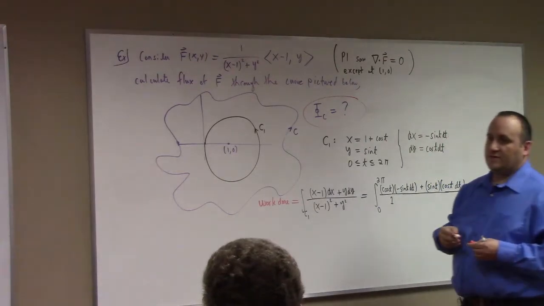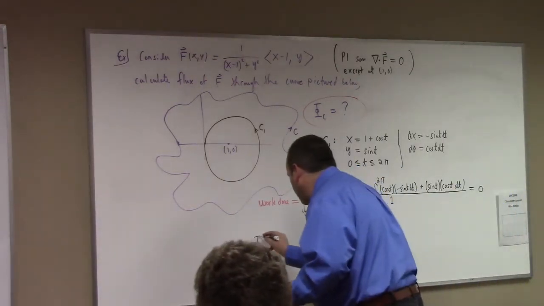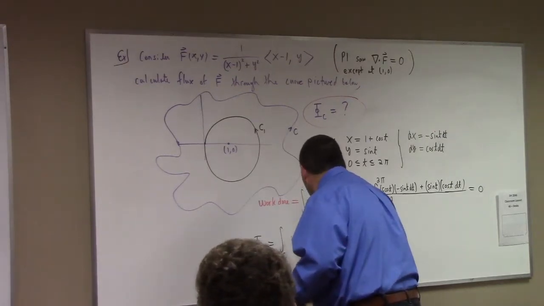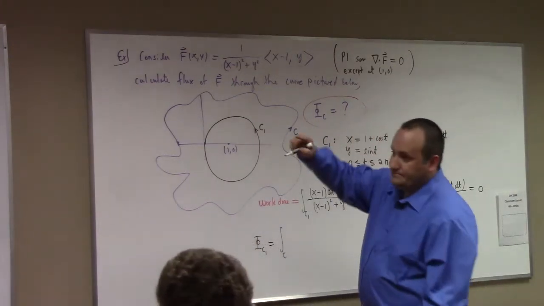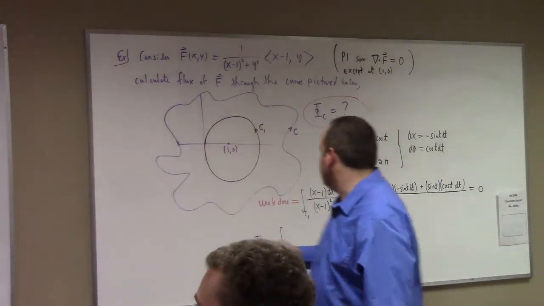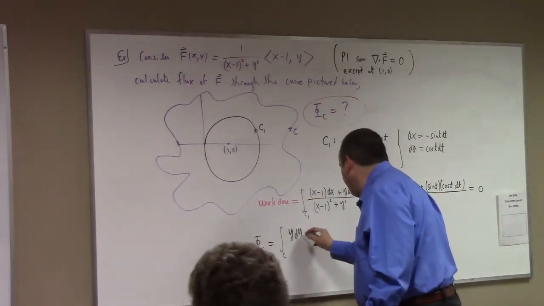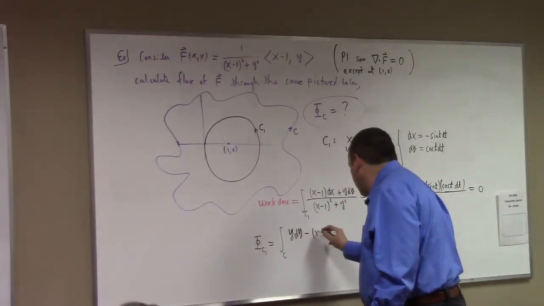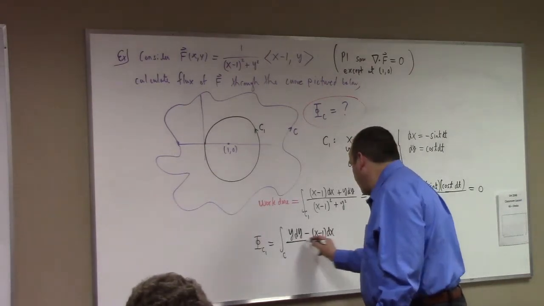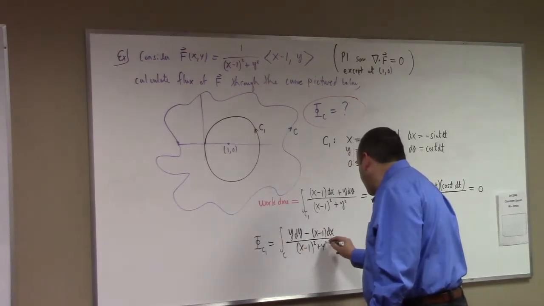To calculate the flux, we have to do what? The flux through C1 should be the integral over C1 of what? How's it go? P dy, which is what? Y dy minus x minus 1 dx, right? Minus q dx. I put the denominator downstairs.